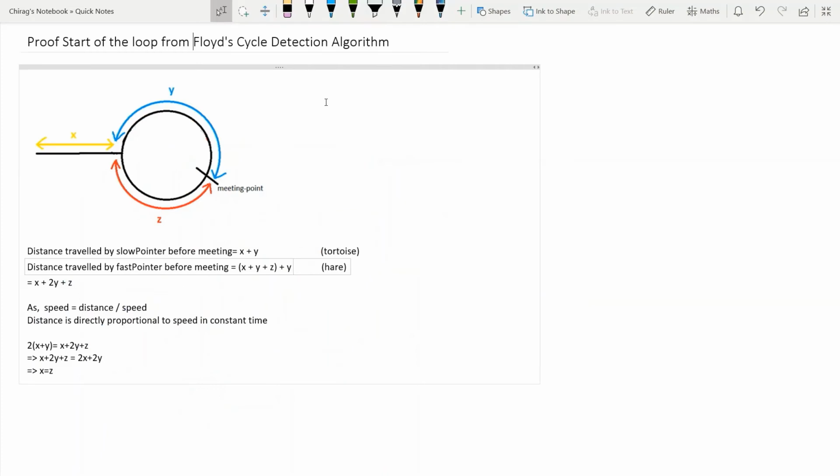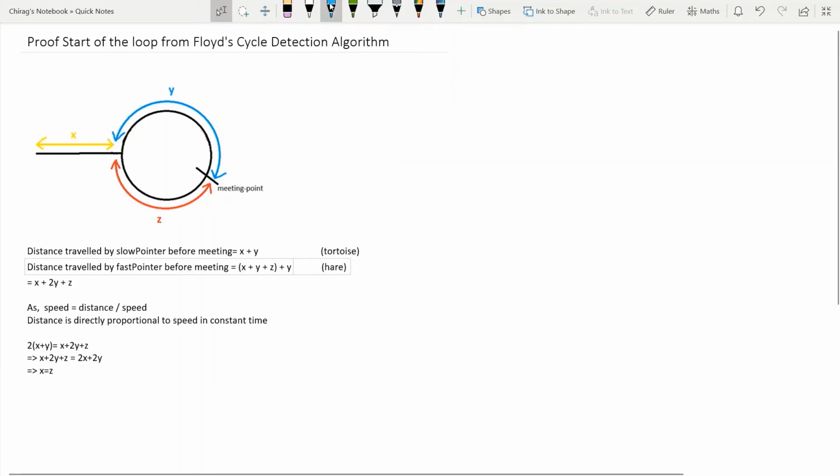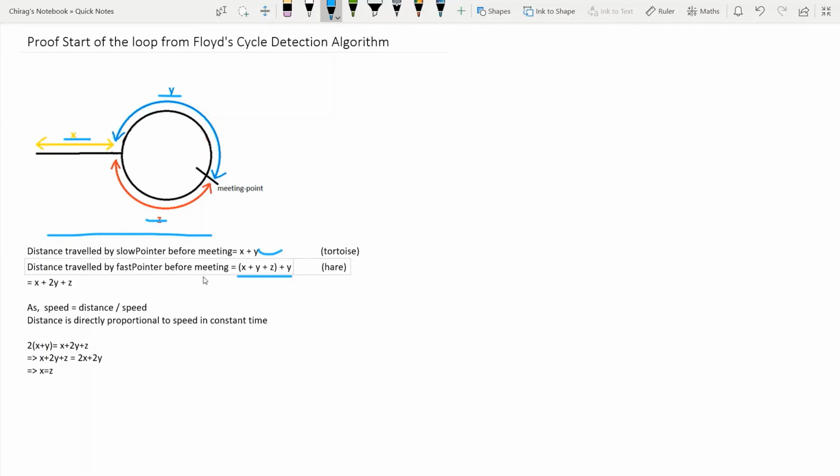Before ending the video, let's see a proof for getting the start of the loop from Floyd's cycle detection algorithm. For this, let us assume that this is a linked list, and we have divided it into different segments as x, y, and z. Now, the distance traveled by the slow pointer before meeting is x plus y. The distance traveled by the fast pointer before meeting is x plus y plus z plus y, which can be simplified to x plus 2y plus z.